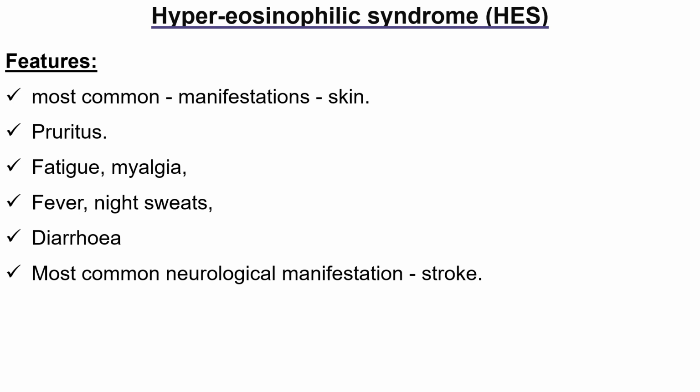The most common feature is the skin manifestation. It presents with pruritus, fatigue or myalgia, fever with night sweats, diarrhea, and the most common neurological manifestation is stroke. So if a young patient especially presents with stroke, hypereosinophilia should be considered.